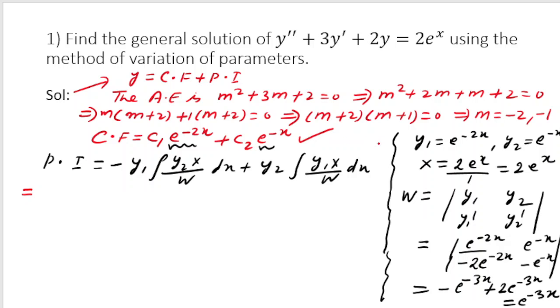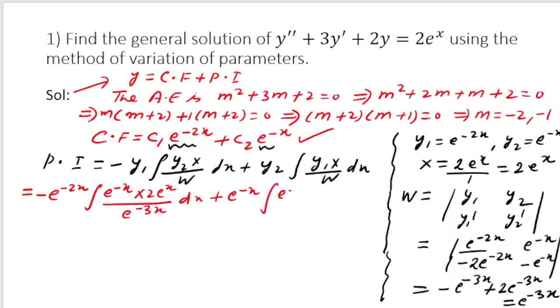So what is y1 here? y1 is minus e to the power minus 2x. This minus sign is already there, and e to the power minus 2x. What is y2? y2 is e to the power minus x, and capital X is 2 times e to the power x divided by W. So it is the integral of e to the power minus 3x dx, plus y2, so y2 is e to the power minus x. What is y1? e to the power minus 2x into 2 e to the power x, that capital X, divided by W. So W is again e to the power minus 3x dx.